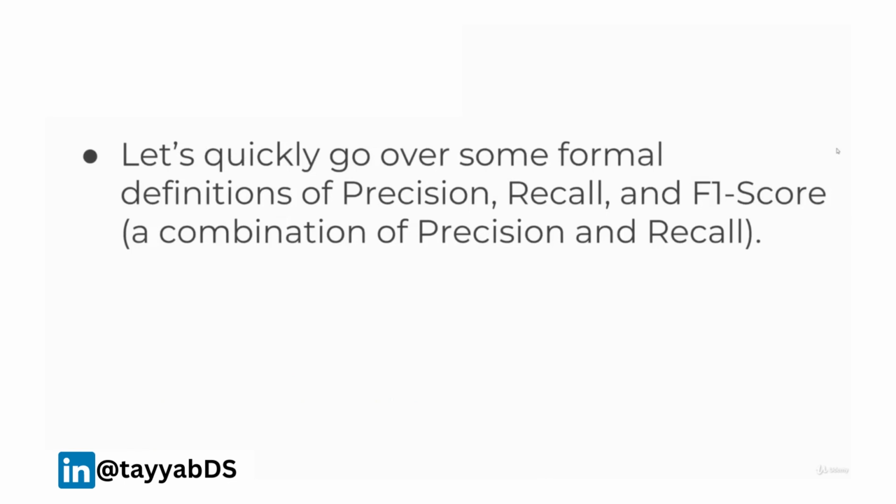So let's quickly go over some formal definitions of precision, recall, and F1 score. F1 score is simply a combination of precision and recall. We're going to go over their formal definitions, and I think usually they make a lot more sense when you see them in combination with the confusion matrix. So keep in mind, in the next lecture, you'll see a confusion matrix which should clear up precision, recall, and F1 score with further detail.